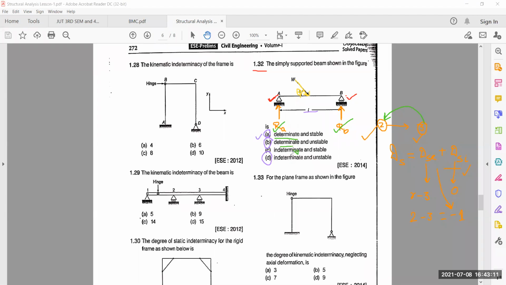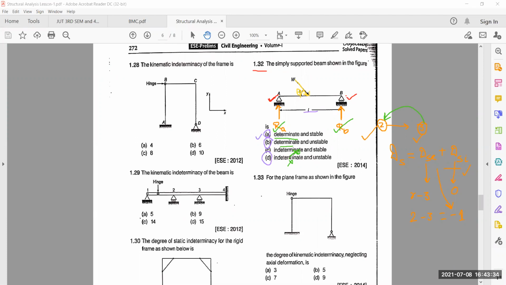If DS is greater than 0, that means if DS is 1, 2, 3, 4, then we say our structure is indeterminate. So D is a wrong answer, and C is also wrong, because this is not an indeterminate beam. It is a determinate beam. So the right answer is A or B.